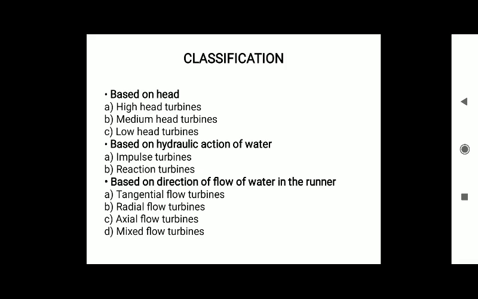Now the third one is axial flow turbines. Axial flow turbines means the water is flowing axially to the axis of rotation of the shaft. That means the water is flowing parallel to the axis of the shaft. In simple language, if the direction of rotation of the shaft is in one direction, then the flow of water should be in that direction, and those directions should be parallel to one another.